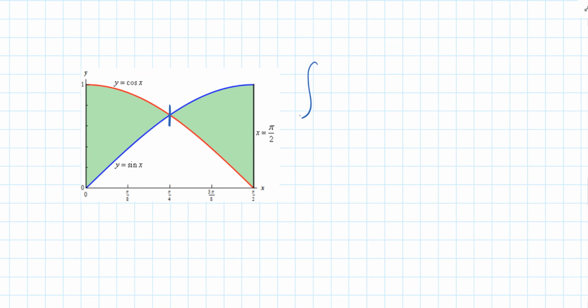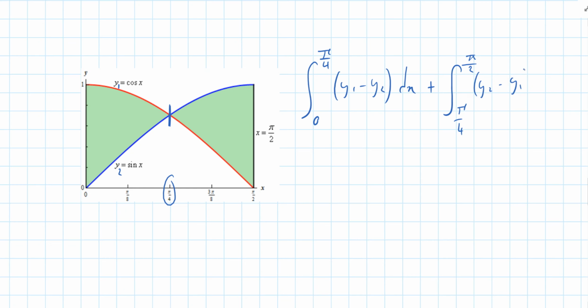So what we have to do is consider this in parts. I'm going to call this y1 and y2. We need to integrate from 0, and we can see the intersection, to pi on 4 of y1 take y2. So for that portion, dx, y1 is on top. And then we add on the next portion from pi on 4 to pi on 2, and this time it's y2 take y1 dx.